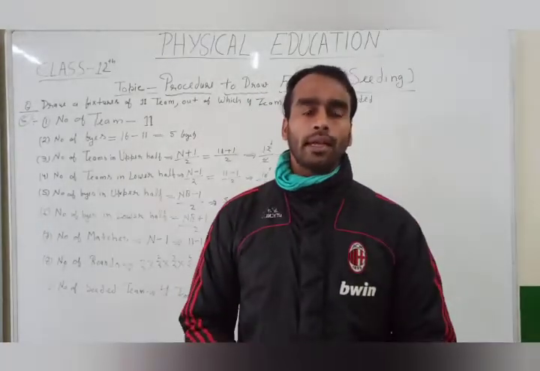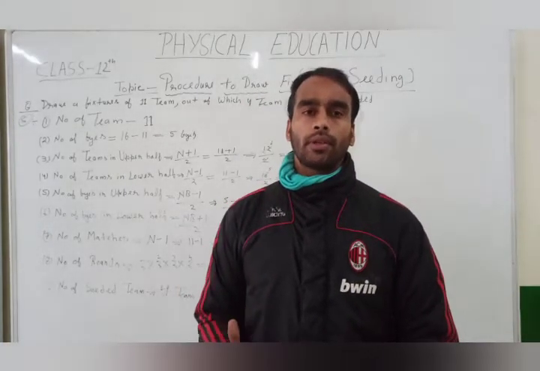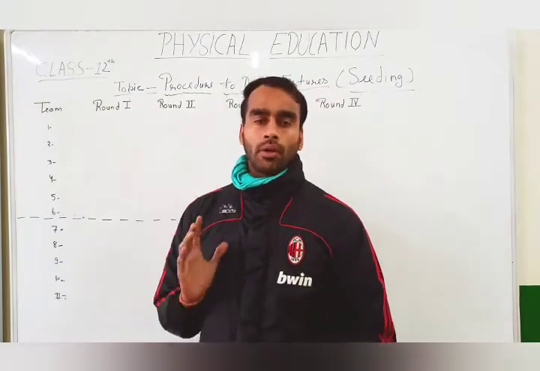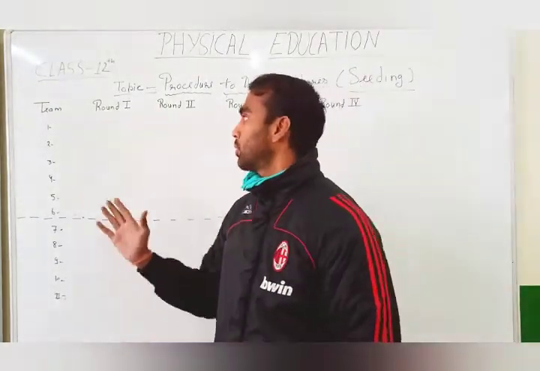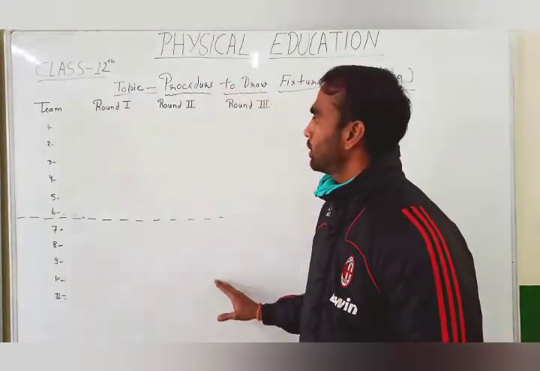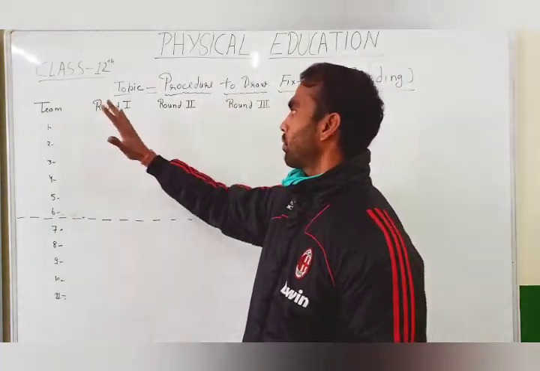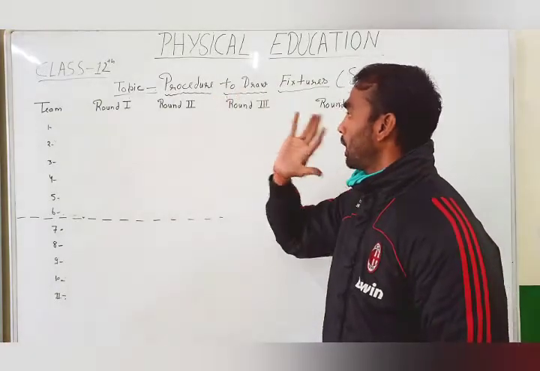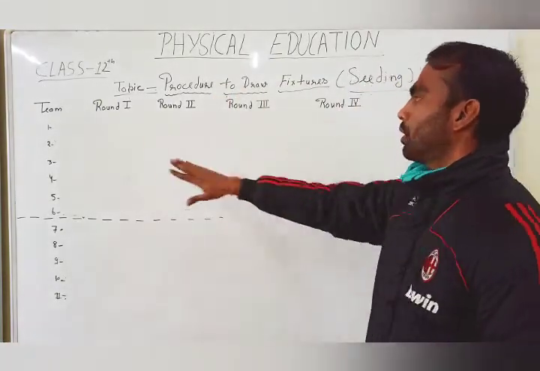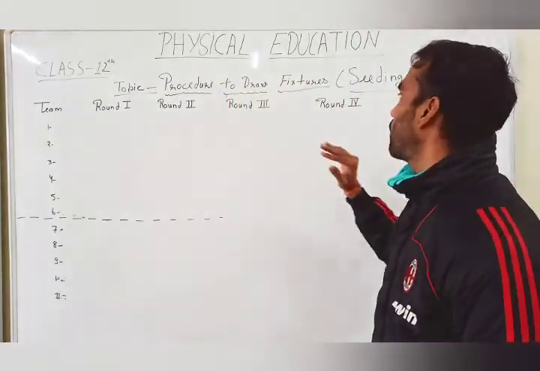So class, next we are drawing the picture of the fixture. This is the format of drawing the picture. First we write the team rounds. In 11 teams there are 4 rounds: round 1, round 2, round 3 and round 4.